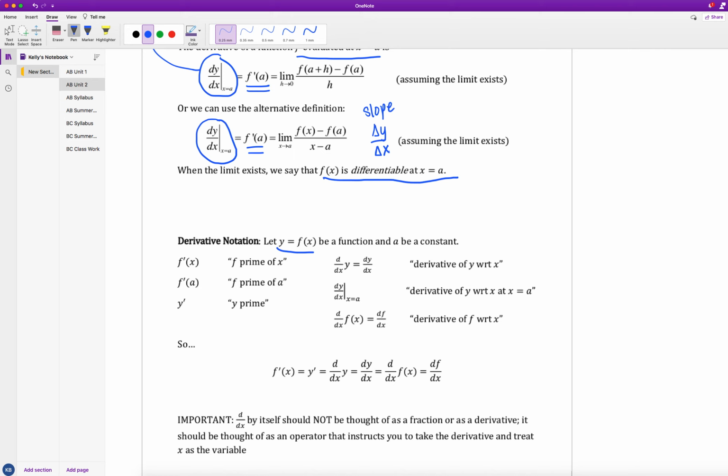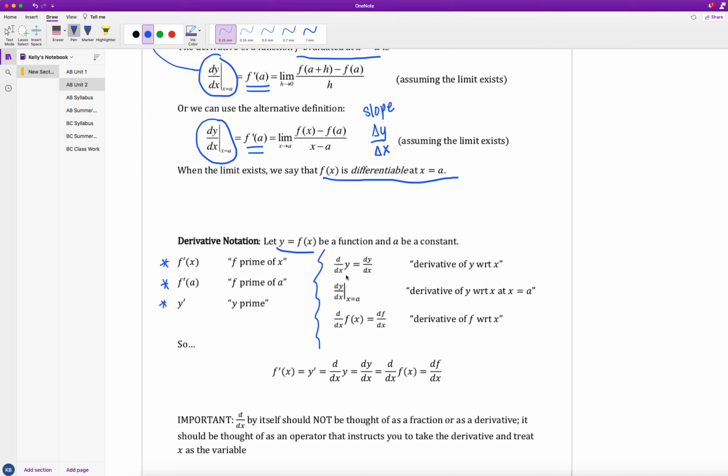F prime of x would be read as literally f prime of x, and that represents a general derivative of f at any point x. Then we have this f prime of a, which is a specific derivative when x equals a. So we have our general on top and then our specific down below. If instead I want to use y instead of f of x, I could also use y prime, and that would be a general derivative as well.